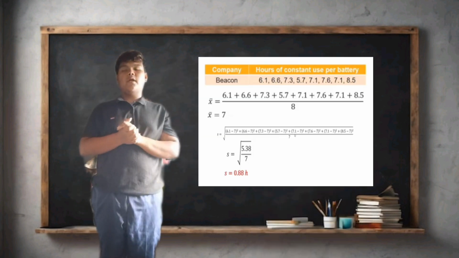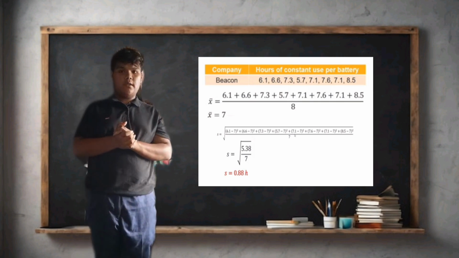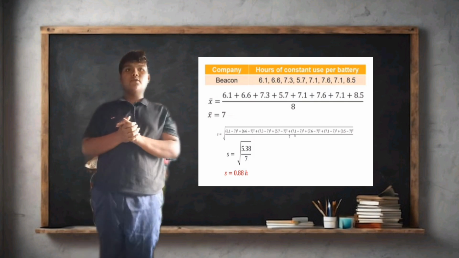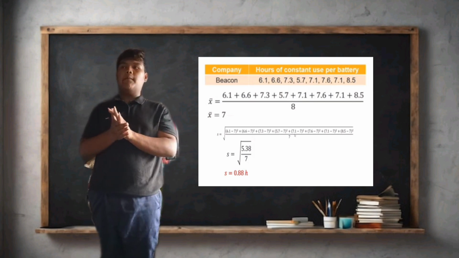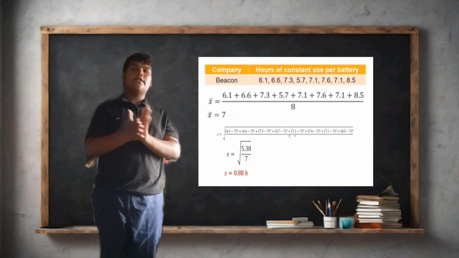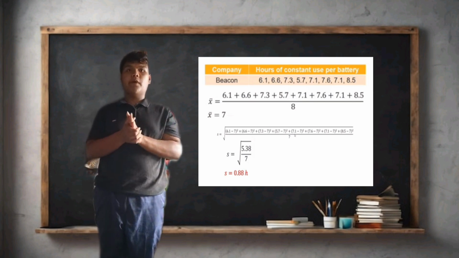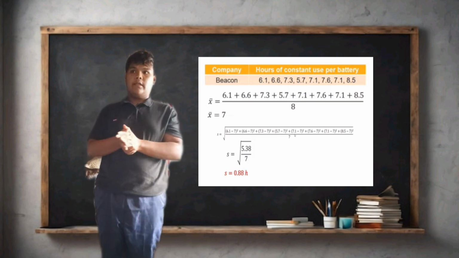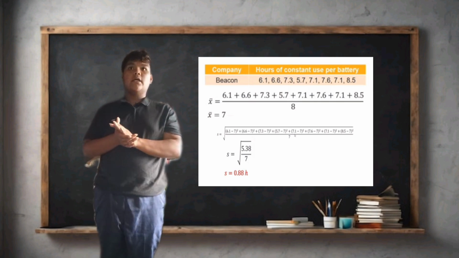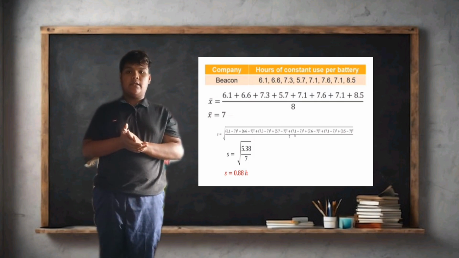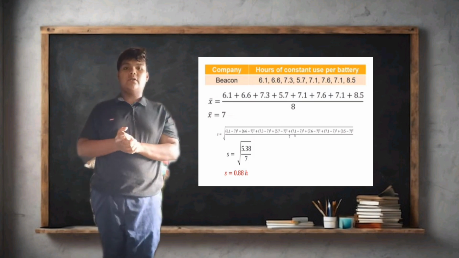The third company, again, uses the same mean value as the other companies, adding and dividing by 8. Then we substitute in our formula from the start, subtracting the mean value: 6.1 minus 7 squared, all the way to 8.5 minus 7 squared. Then that is 5.38 divided by 7, then the square root equals 0.88 hours. If you want to check the answer, you can use a scientific calculator.